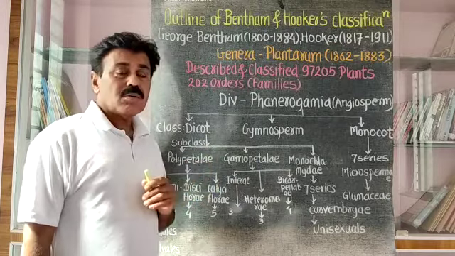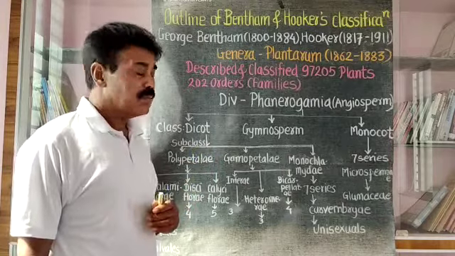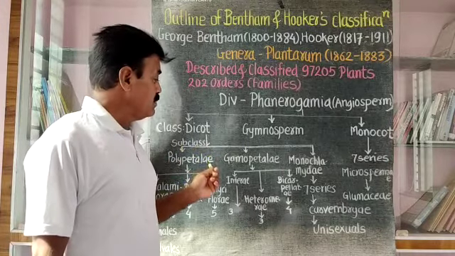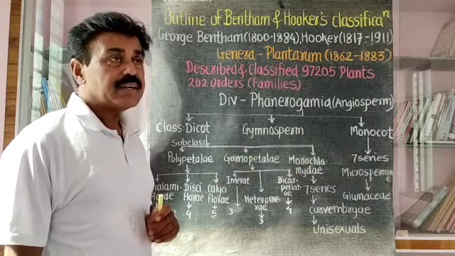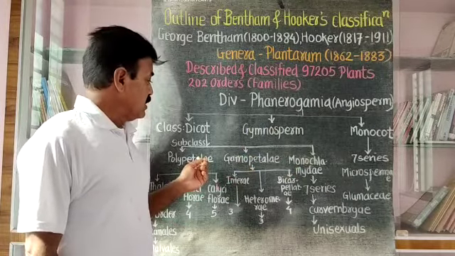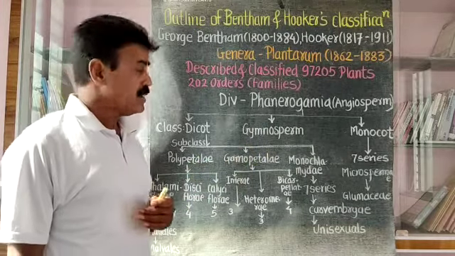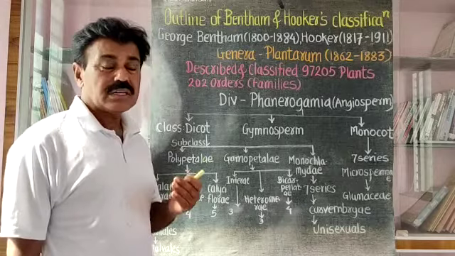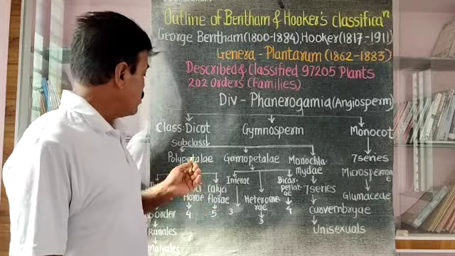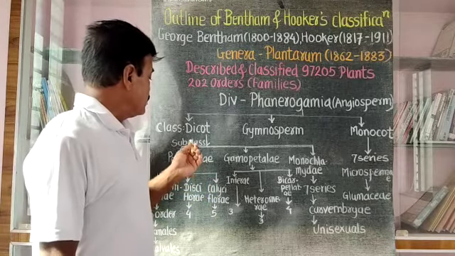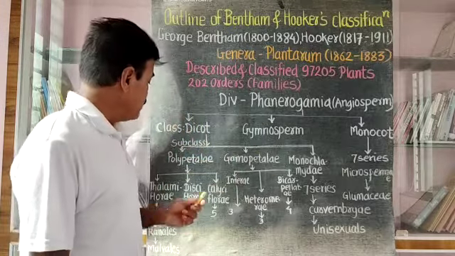The dicots of Bentham and Hooker are again subclassified into 3 subclasses: polypetalae, gamopetalae, and an additional class, monochlamydeae. This subclassification depends on the nature of the corolla lobes in relation to the ovary. According to that character, the subclasses are divided into polypetalae, gamopetalae, and apetalae.